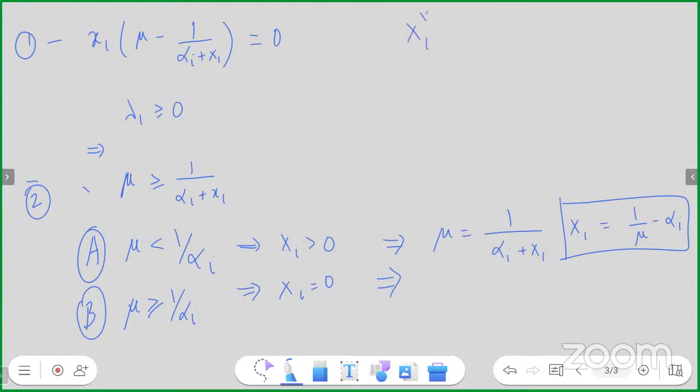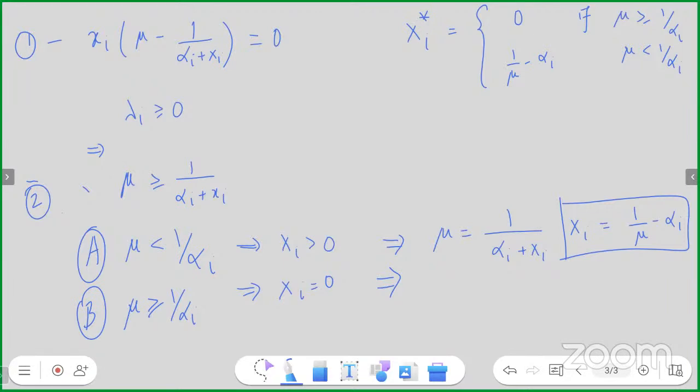Now all xi star is equal to 0 if mu is greater than or equal to 1 by alpha. And what is this quantity? Can you put it all back together and get a final answer? Is everybody okay with this? Working? That's what my optimal answer looks like.